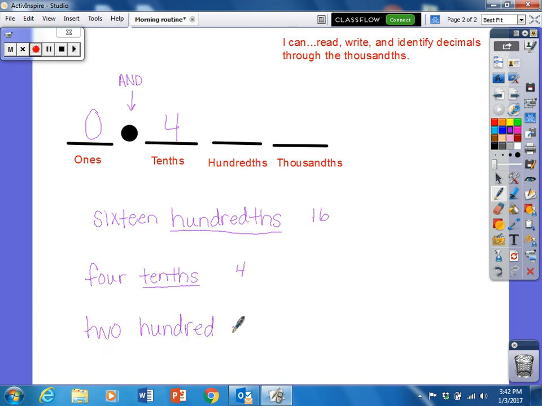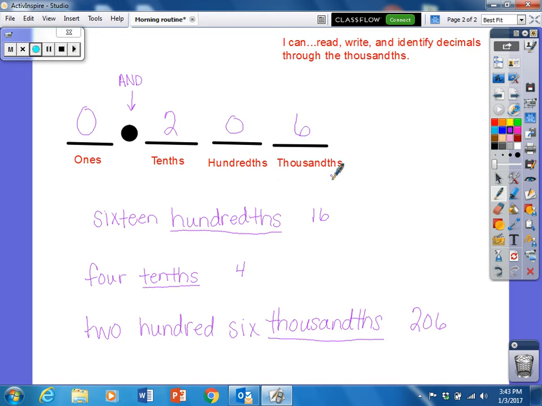My last number is 206 thousandths. I'm sorry. So we need to look at our place value chart. Do I have any whole things? No. How do I write 206? It looks like this. Now I know my number needs to end in the thousandths place. So I have 206 thousandths. And that's how I write 206 thousandths.